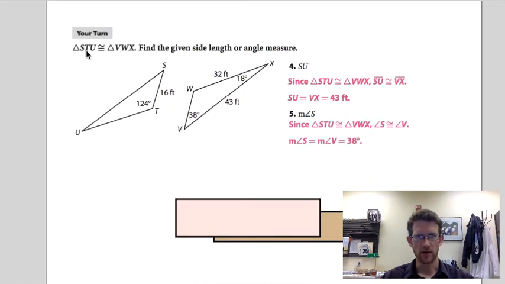Again, we can note our congruence. Since they list the points for this triangle, STU is congruent to VWX, we know that point S is congruent to point V, point T is congruent to point W, point U is congruent to point X, that sort of thing, just based on the order that they listed here. Similarly, we could say ST is congruent to VW, that sort of thing.